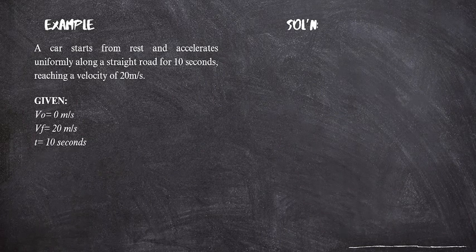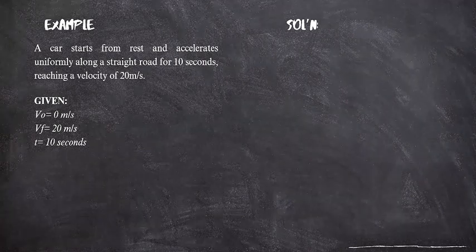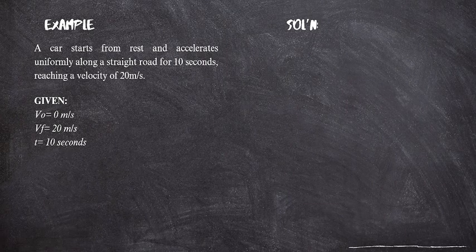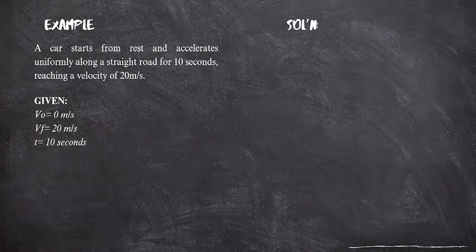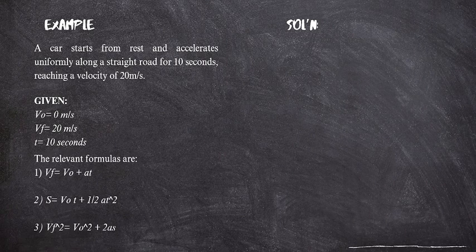So we have the given. Our initial velocity is 0 meter per second since it states that from rest. Then our final velocity is 20 meter per second and our time is 10 seconds. So rectilinear motion involves motion along a straight line and its dynamics are governed by kinematic equations under constant acceleration. So these are the relevant formulas that we can use in this problem.